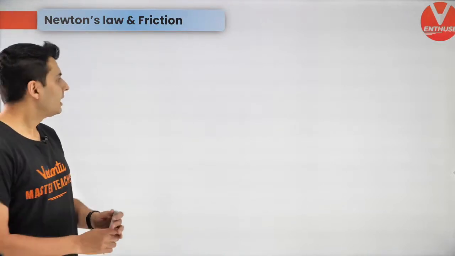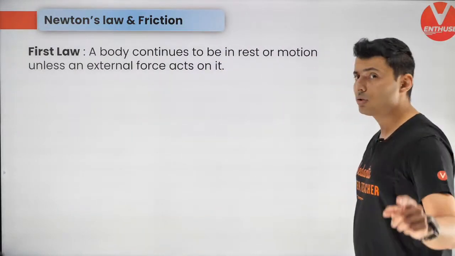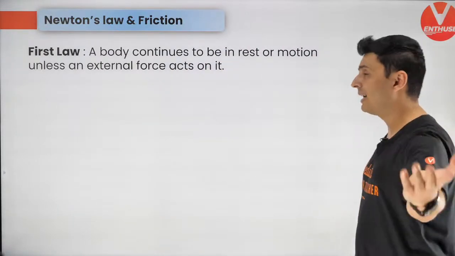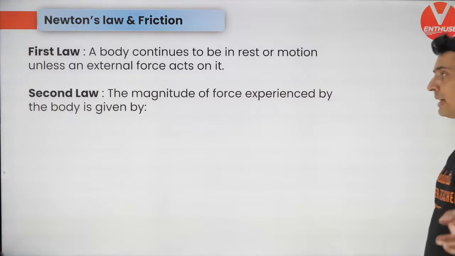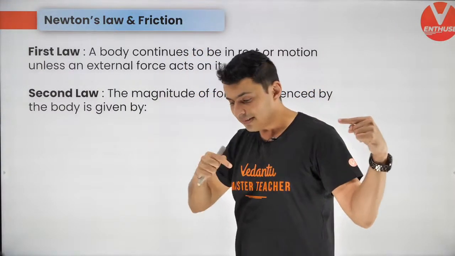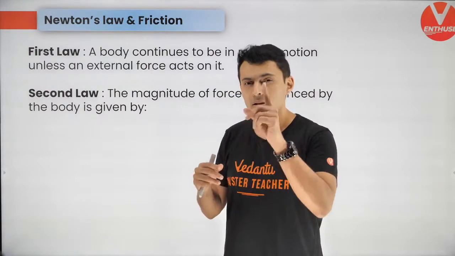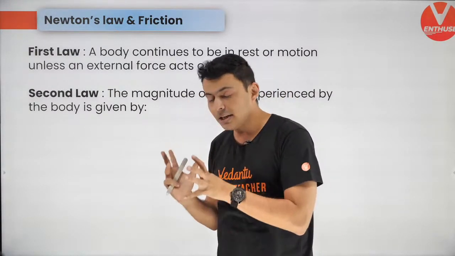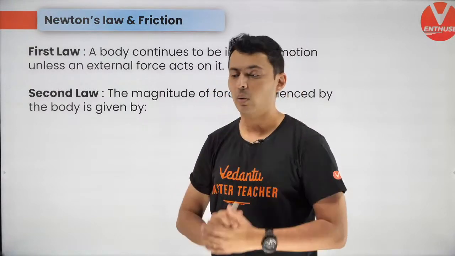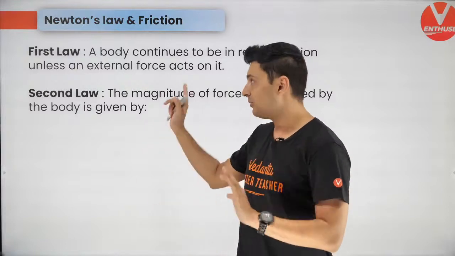Okay, cool. So, Newton's laws and friction. First law, everybody knows, a body continues to move unless acted upon by an external unbalanced force. So see guys, the first law is all about if there are forces acting, but they cancel each other, then what will the body do? It will continue to do whatever it was doing before. That's what the first law says.